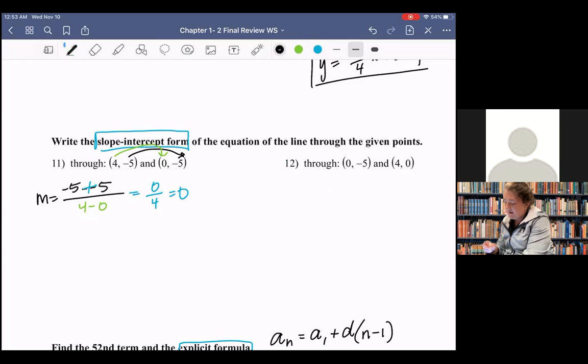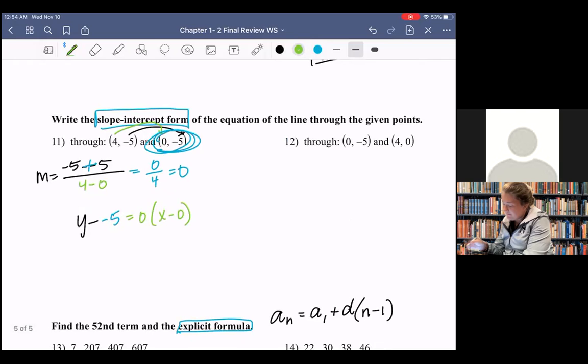So I'm going to go y minus, I'm going to pick my favorite one, and I'm going to pick this point 0, negative 5 because there's a 0 in it, and sometimes that makes things easier. So y minus negative 5 equals the slope we just found, 0 times x minus 0. Kind of weird. Okay, so I have y minus negative 5 is really plus 5. So y plus 5 equals 0 times x is 0. 0 times 0 is 0. So this is 0.